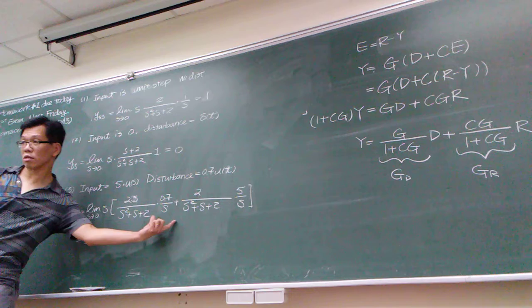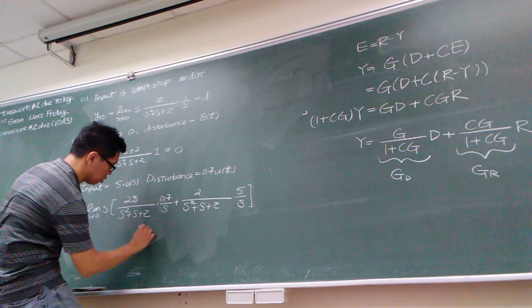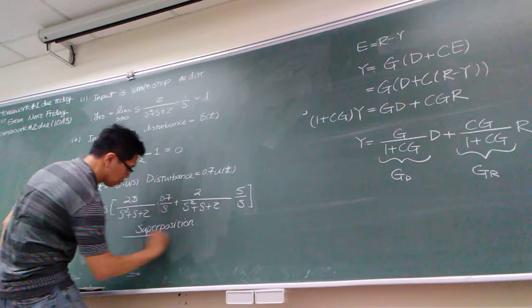How do you code this thing? Since those systems are linear, when I add them together, what is this specific operation called? Superposition. So this is superposition.